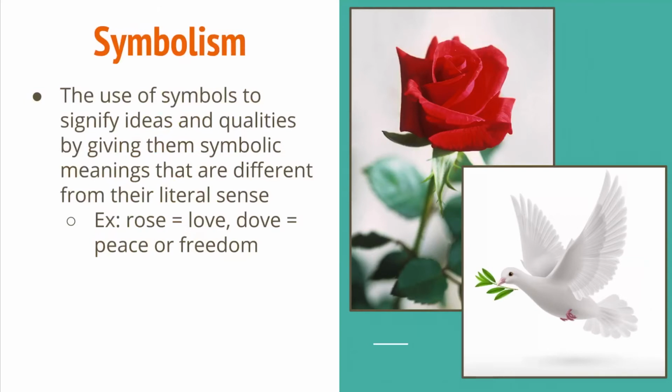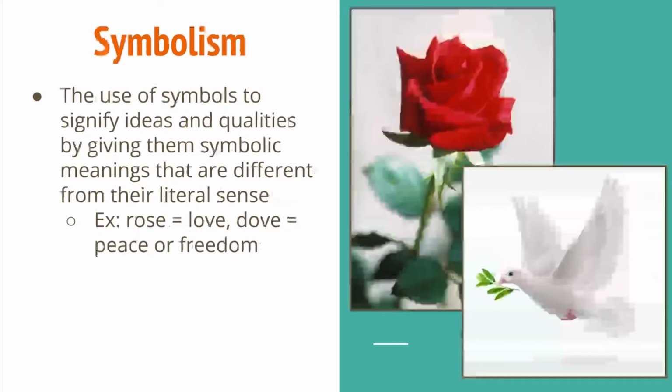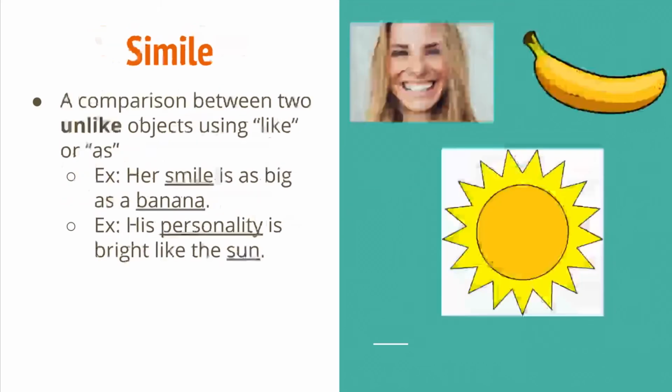So let's go back a slide. Let's look at an allegory. An allegory is an entire story or plot that has a different meaning or an abstract meaning. Symbolism is when specific objects or specific people have deeper meaning. So think of symbolism at a smaller scale when compared to an allegory. But yeah, it's basically the same idea, something that represents a deeper meaning or an abstract idea. Okay, so let's keep going.